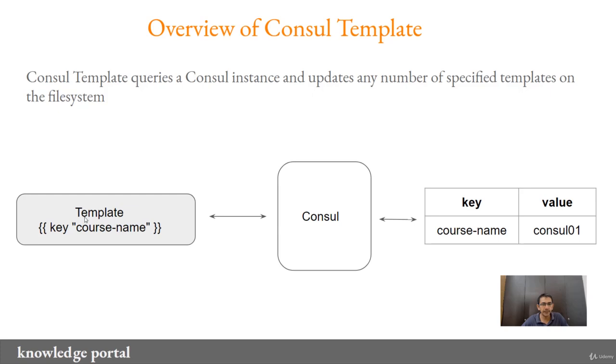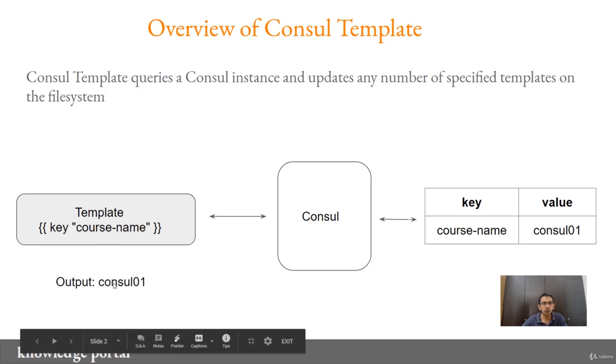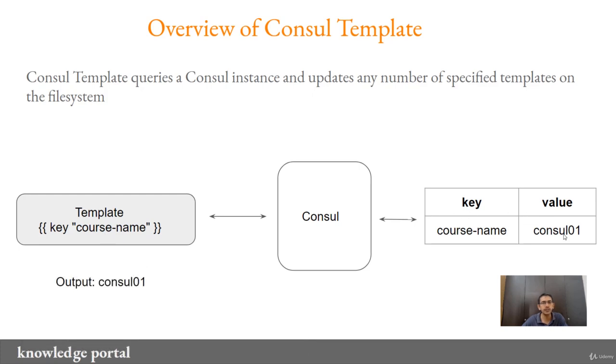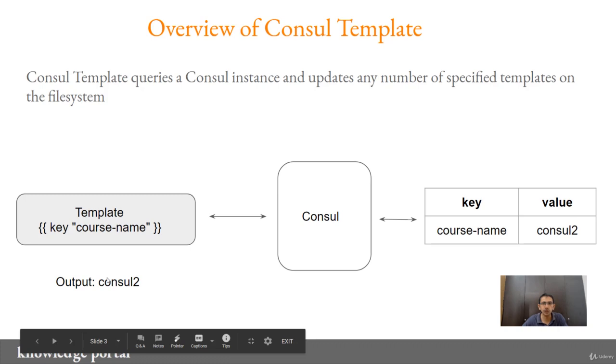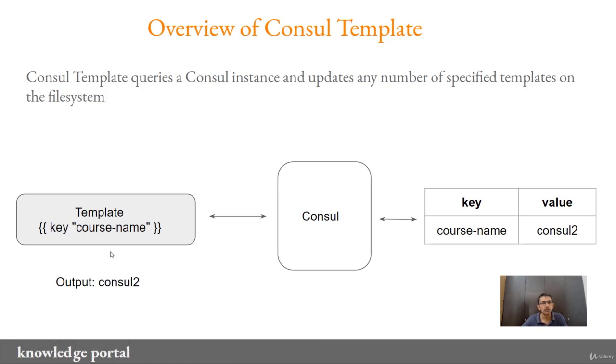So you have a Consul Template binary and you have Consul running, and within Consul you have a key value, and here the key is course-name and the value is Consul 01. Now within the template you have created a template where the key is course-name. What will happen is it will automatically fetch the output stored within the key value, which is Consul 01. Now tomorrow let's say this specific value changes, then automatically Consul Template will detect that the value has changed, and within the output it will change from Consul 01 to Consul 2. So this is one example.